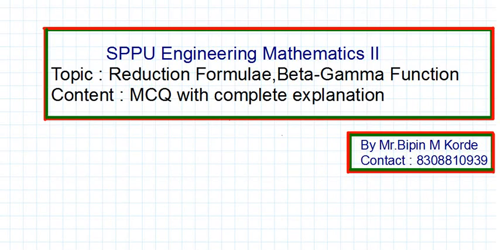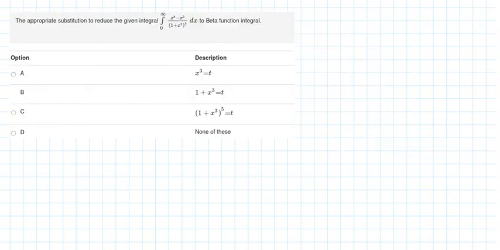Hello friends, we are solving MCQs over reduction formulae, beta and gamma function. So let's start with the examples. First question: the appropriate substitution to reduce the given integral to the beta integral. Let's write the integral first.